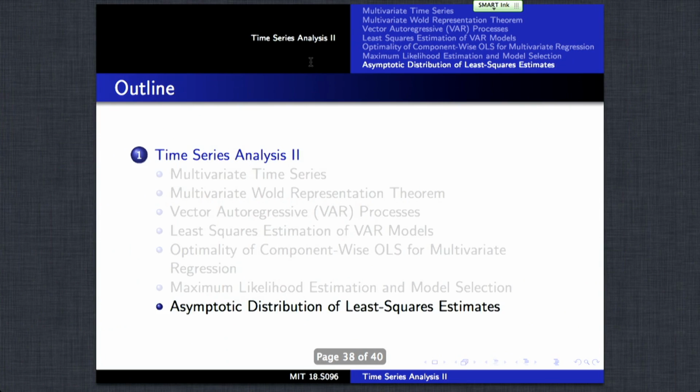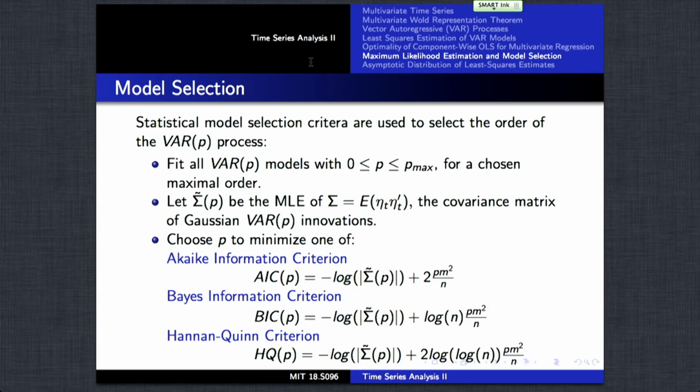Finally, there are model selection criteria that can be applied. These have been applied before for regression models and univariate time series models: the Akaike information criterion, the Bayes information criterion, the Hannan-Quinn criterion. These definitions are all consistent with the other definitions. They basically take the likelihood function, which you try to maximize, plus a penalty for the number of unknown parameters. And that's given here.